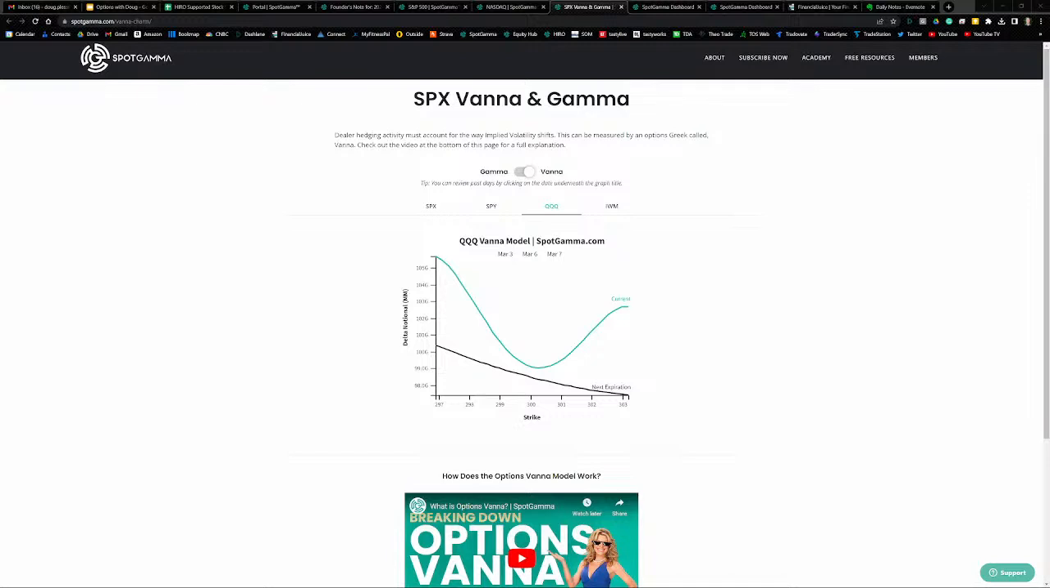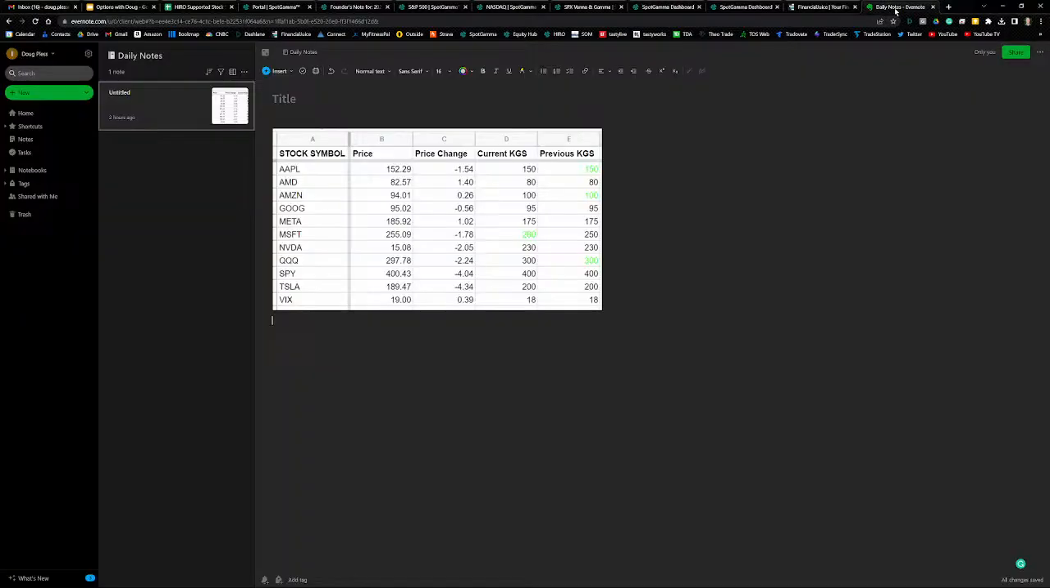All right, the last thing is my key gamma strike list, and I track the key gamma strike just as an easy point of reference for all the stocks on my watch list. I'm showing the previous key gamma strike, that's the key gamma strike from yesterday for all these stocks, and I compare that with the key gamma strike for today. This information is available in the SpotGamma Equity Hub, and then I color code these based on whether the key gamma strike increased or decreased from the previous day.